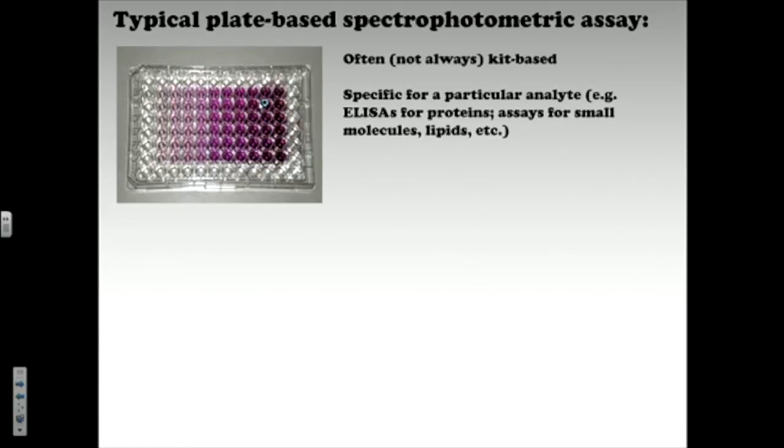So usually what you're testing for is some kind of particular analyte. So ELISAs for specific proteins. They make plate-based assays for all sorts of things, small molecules, lipids. I've used them for phytochemicals, so chemicals from plants, finding out what the concentration of that is in a plant extract. So many assays you can do in plates, but that's how they typically go.